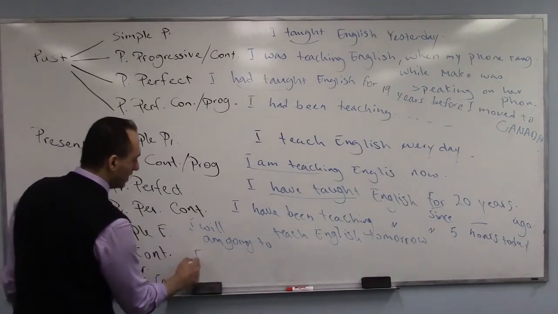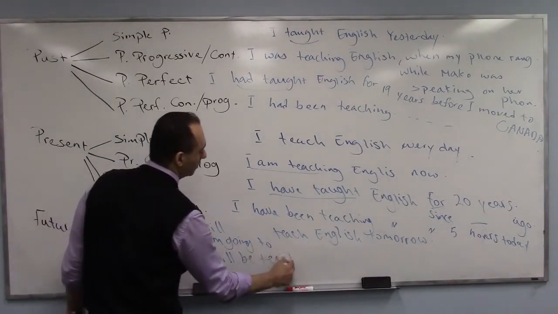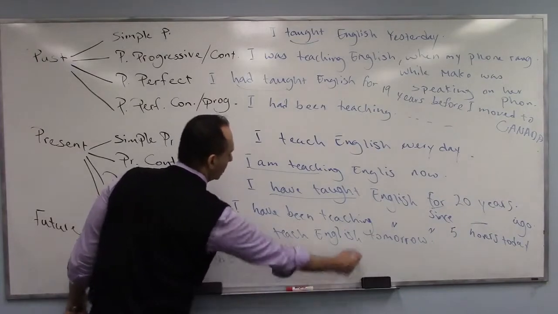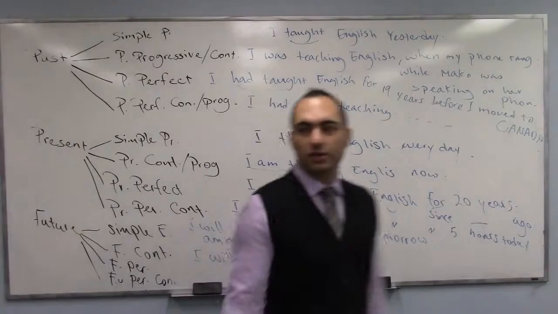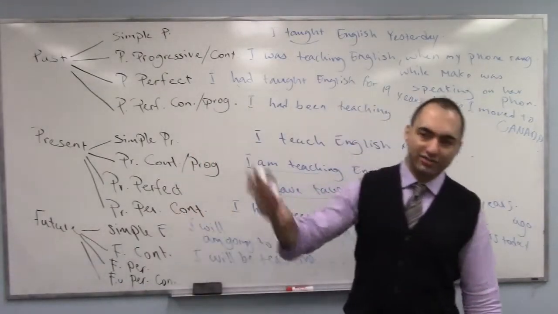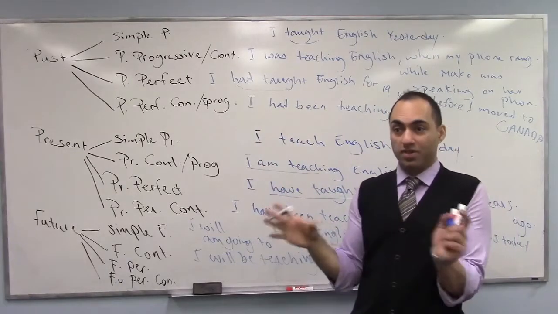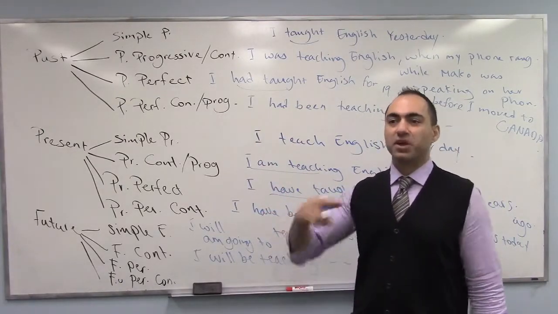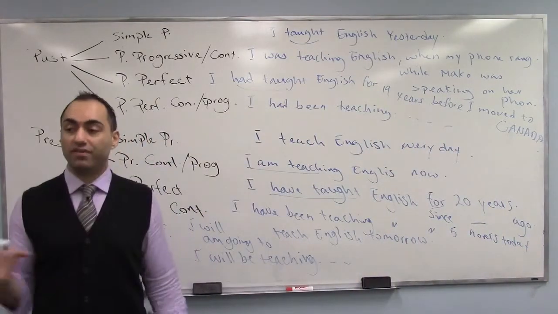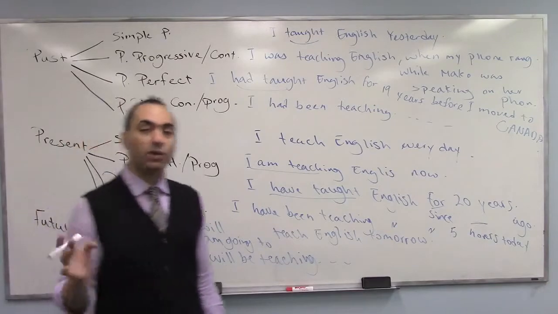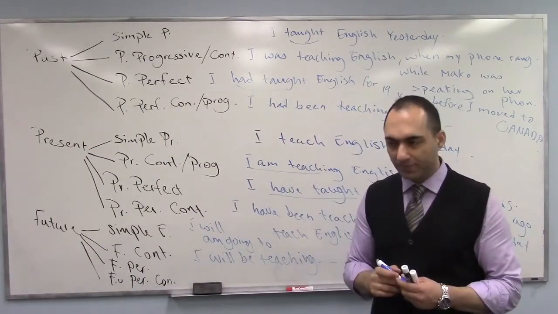Future continuous: I will be teaching English tomorrow. Future perfect, we have to look at this later: I will have taught. Will have taught. Now I'm going to look at that. That's where things become a little hard, right? Will be teaching, will have taught. The future perfect continuous: I will have been teaching. That's a little harder. So we're going to look at the tenses.